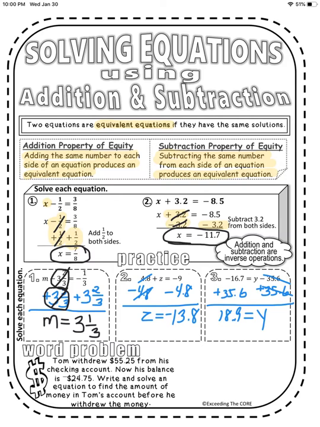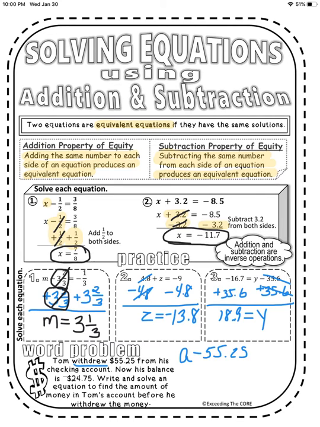Finally, let's look at the word problem. Tom withdrew $55.25 from his checking account. Now his balance is negative $24.75. Write and solve an equation to find the amount of money in Tom's account before he withdrew the money. So we don't know what he had in his account, so I'm going to call it A, like the letter A for account. And we know he withdrew money, which means that money came out of his account, negative 55.25.